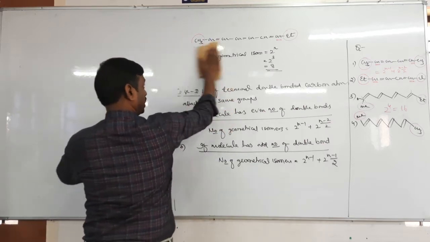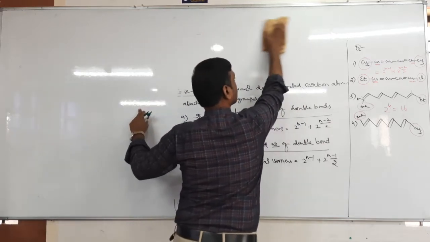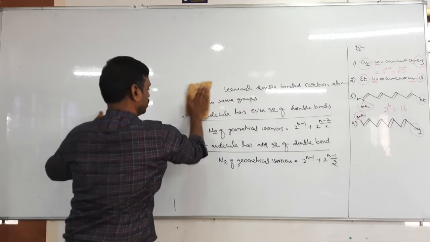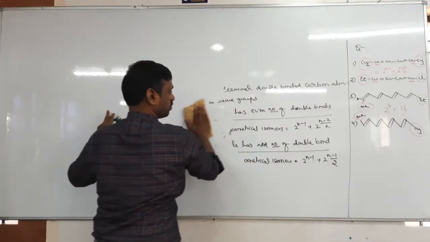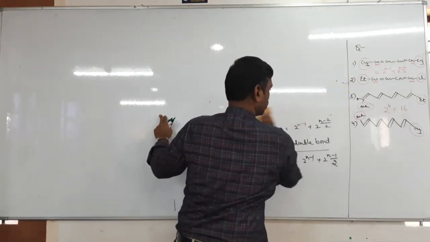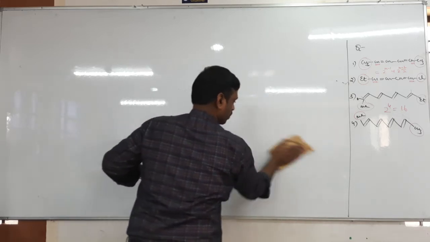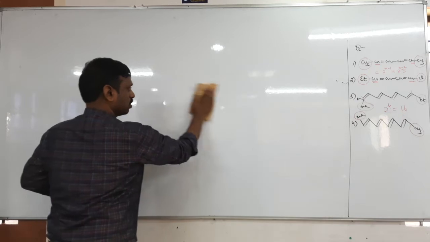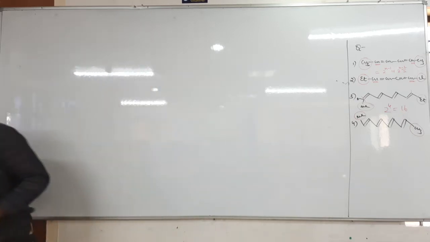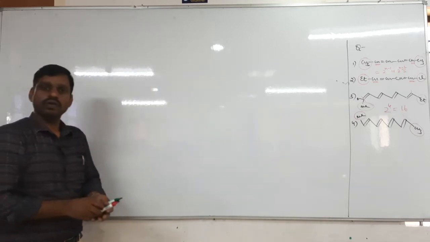Okay, next, the last one is, what is the last one? Geometrical isomerism in cumulenes, right? Yes or no? Cumulenes.